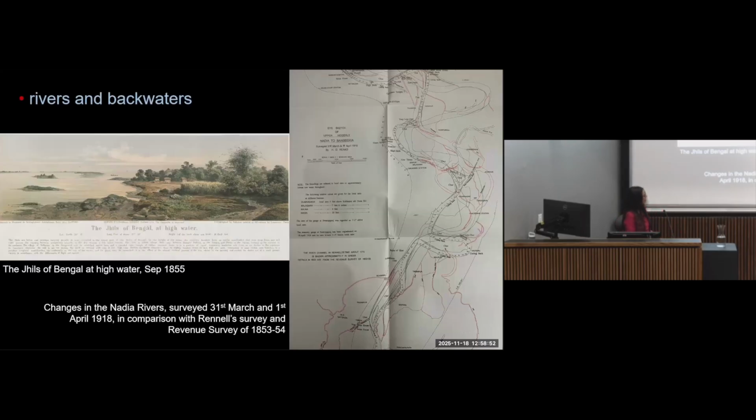And this is a part of the region that I'm paying a lot of attention to, and this area is called the Nadia Rivers, and this is Nadia as a district in West Bengal, which is the part of the lower Gangetic plains that falls within the Indian state of West Bengal, because it is now divided between Bangladesh and the Indian state of West Bengal.